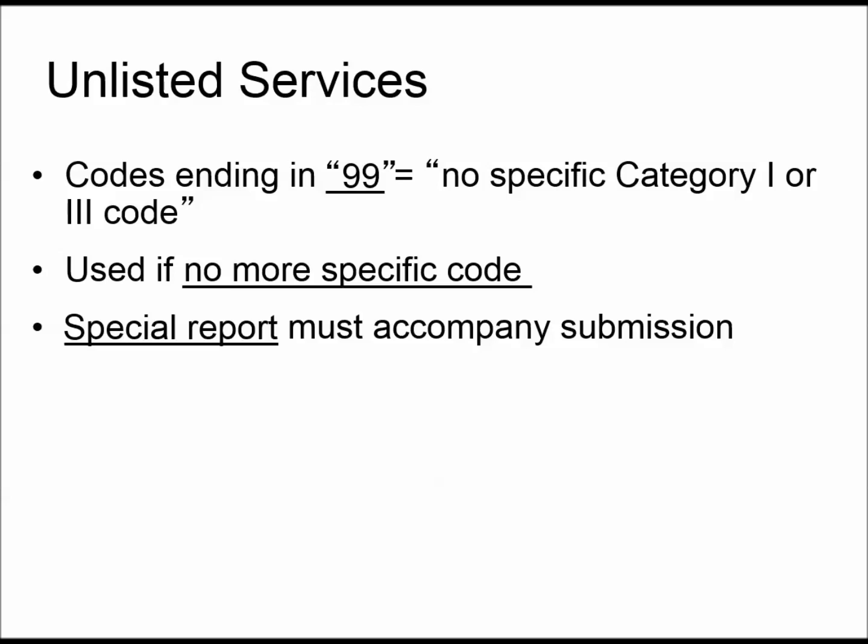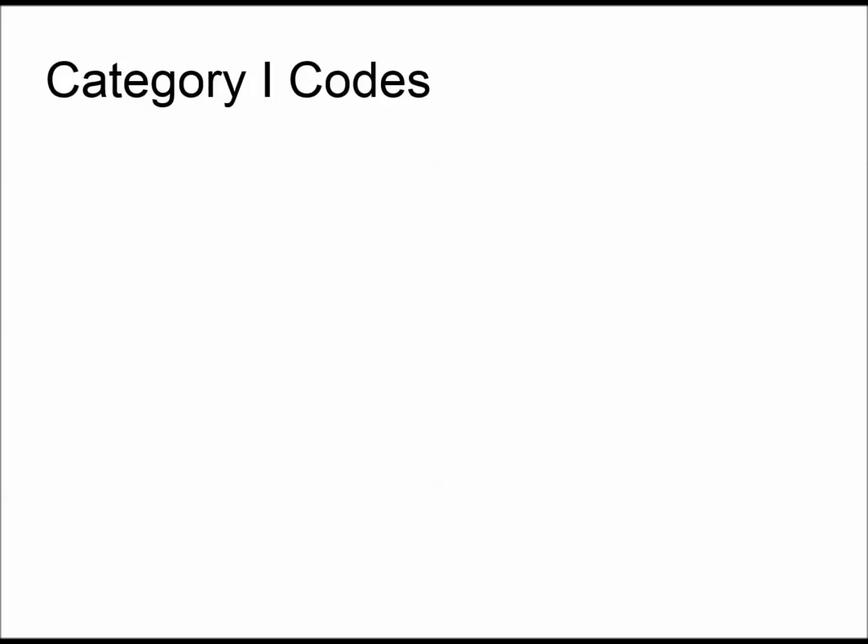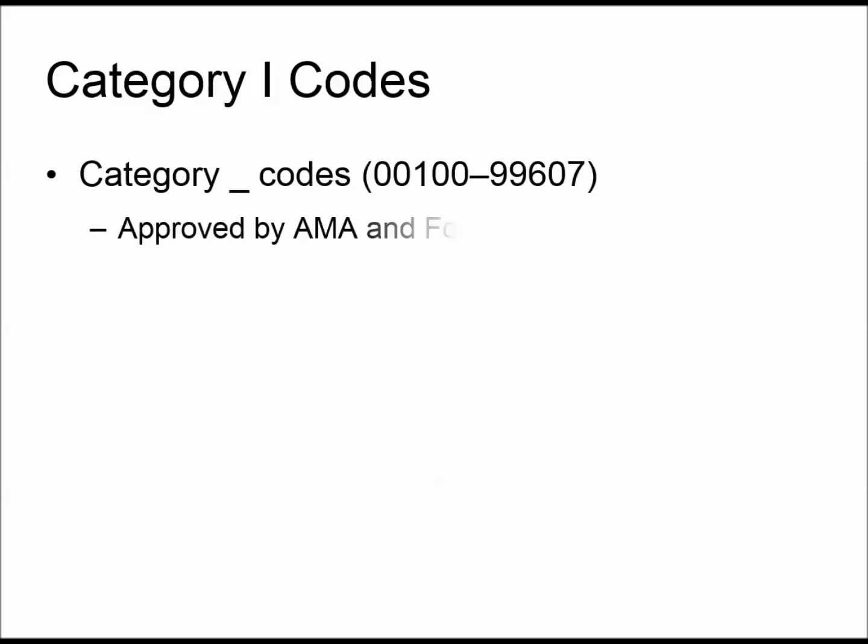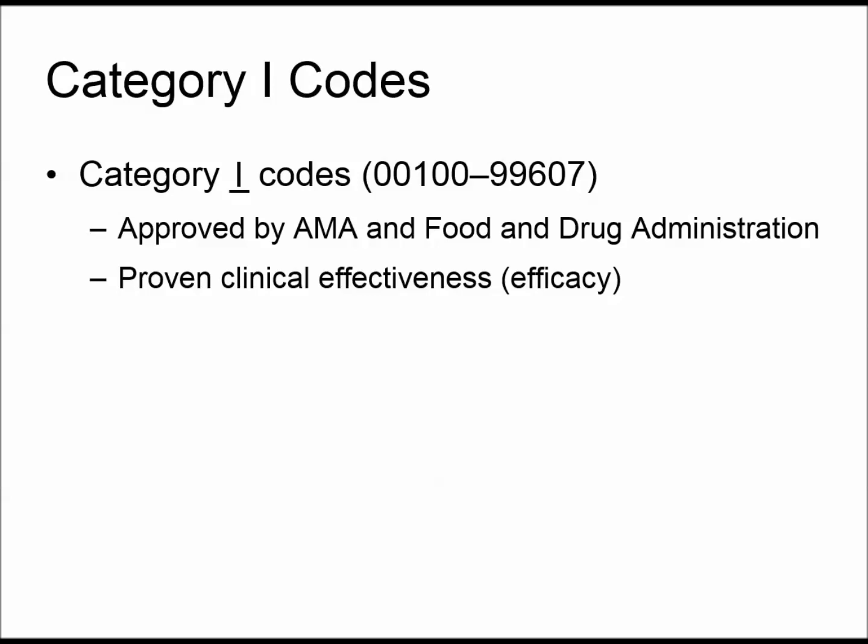But with these unlisted services or codes, you will have to have a special report. So there's going to have to be documentation by the physician themselves to help with this, or the claim might actually be denied. Now, let's look at category 1 codes.